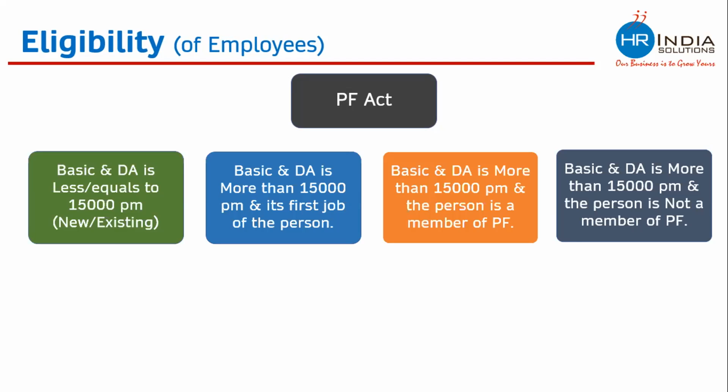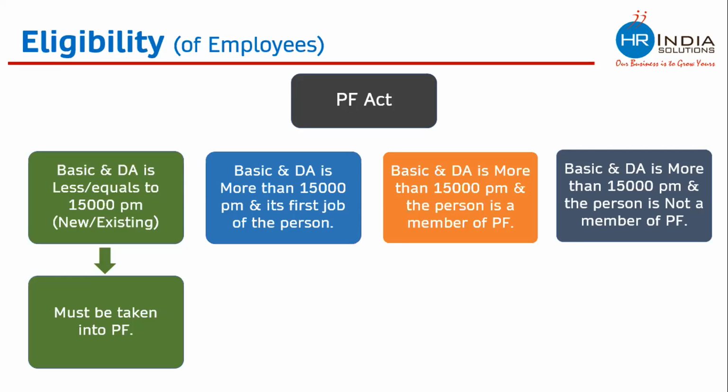The only difference in the second scenario is that the person is coming to work for the first time. The person is starting his or her career. Prior to that, the person has never worked. And the fourth case is the person is working since long, but was never a member of Provident Fund. Let's see what will happen in the first case. In the first case, there is no choice. The company cannot decide anything else. The company has to take this person under Provident Fund if the salary is less than 15,000.